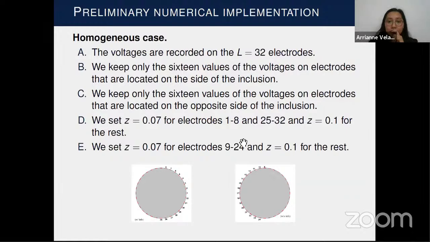And setup C is on the opposite side of the inclusion, so these contain little to no information needed for the inversion. For setups D and E, we perturb the contact impedance on these electrodes containing more significant information, and for setup E, the electrodes containing little to no information.